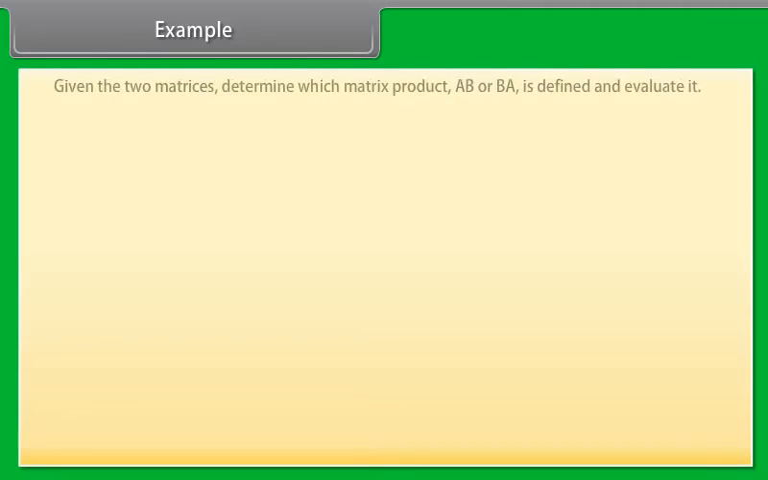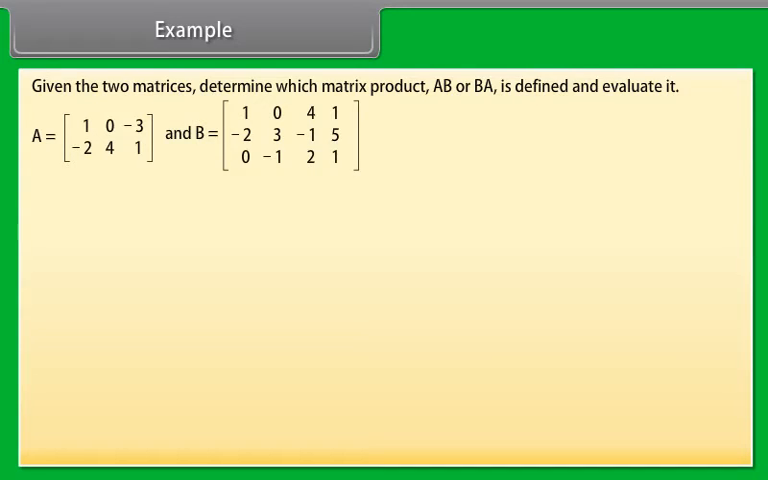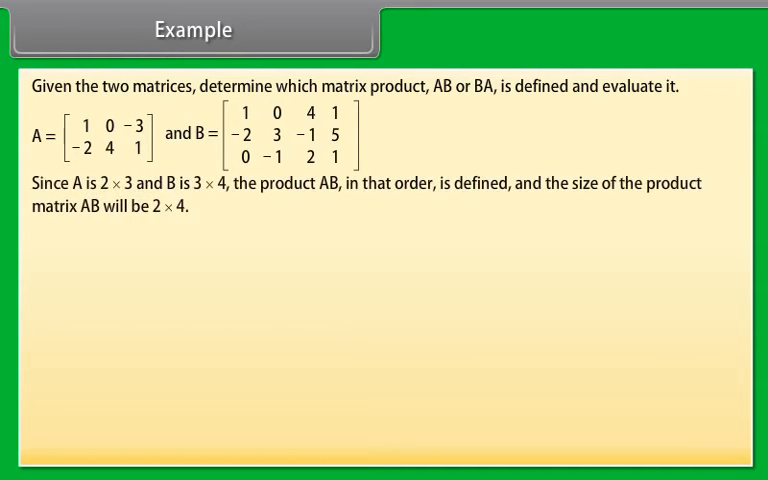Example: given the two matrices, determine which matrix product AB or BA is defined and evaluate it. Since A is 2 by 3 and B is 3 by 4, the product AB in that order is defined and the size of the product matrix AB will be 2 by 4.